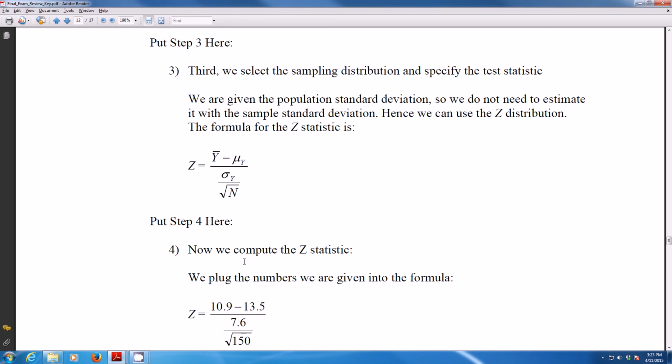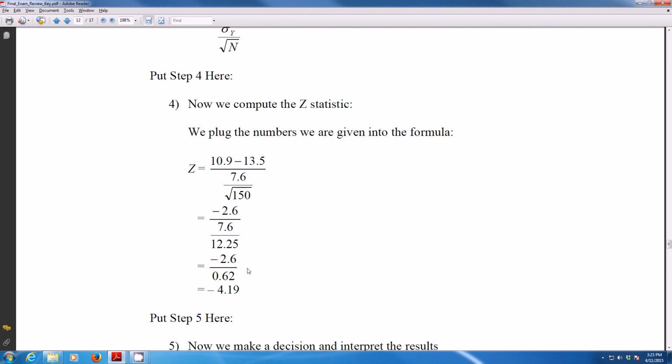Okay, so the next step is to calculate the value of our z obtained. We're going to plug the numbers into the formula. Remember that our sample mean for the Western state HMOs was 10.9. So 10.9 minus what we think is the true population mean under the null hypothesis, 13.5, divided by the standard error, which is 7.6, the true population standard deviation, divided by the square root of the sample size, 150. When I do all of the arithmetic, I get a value of negative 4.19. So that tells me that 10.9 is over 4 standard deviations below the mean.